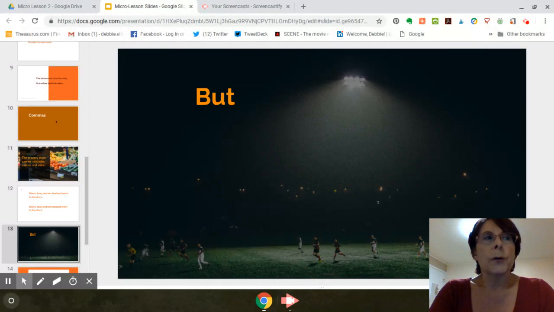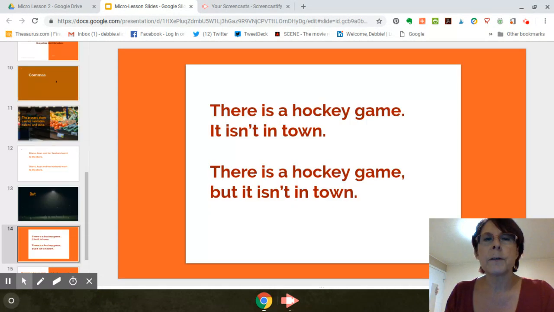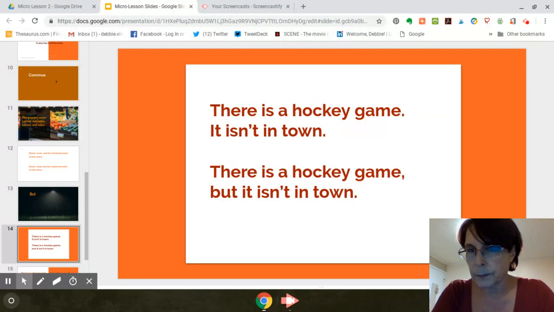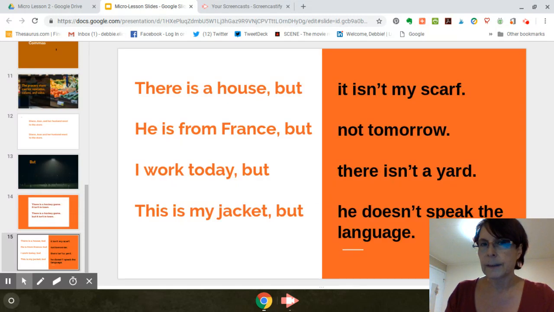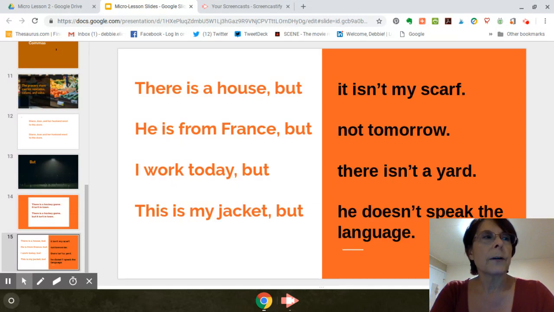The word "but" can also be used to join a sentence. There is a hockey game. It isn't in town. So when you add "but," there is a hockey game, but it isn't in town. So here's some "but" words, as the conjunction, "but" as a conjunction to join these sentences.